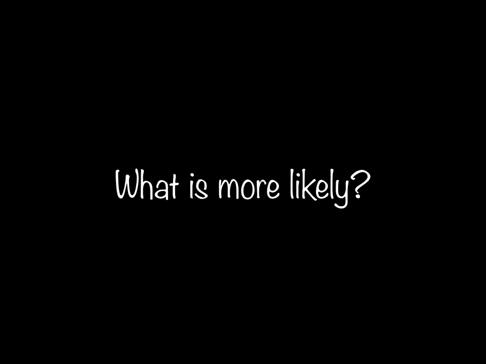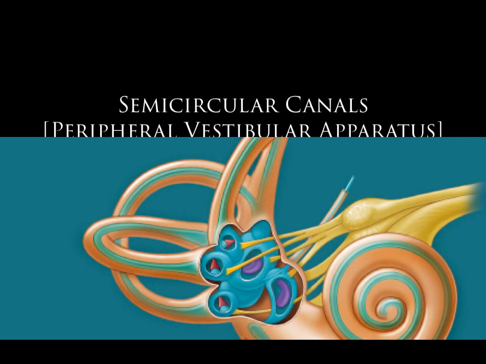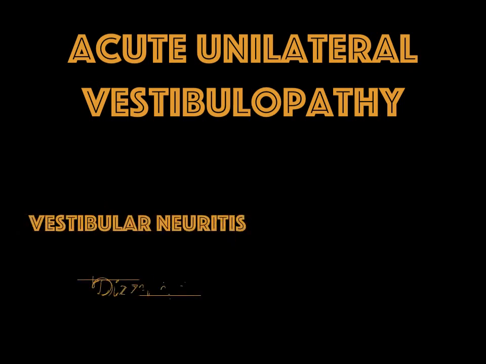Now, like we talked about, unless you go into neurology and work at a specialty clinic, what is far more likely as a cause of an acute vestibular syndrome? It's going to be a problem with this right here, your semicircular canals, your peripheral vestibular apparatus. So most basically, we're going to call this an acute unilateral vestibulopathy. All that means is, just like acute vestibular syndrome, fairly rapid onset, short-lived, one-sided problem with the vestibular system. And this can be divided into vestibular neuritis and labyrinthitis.